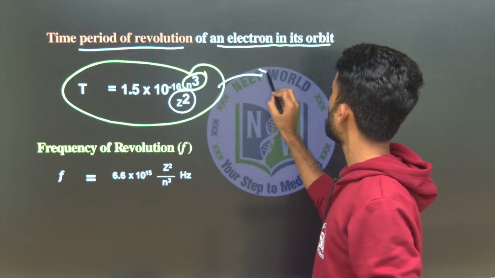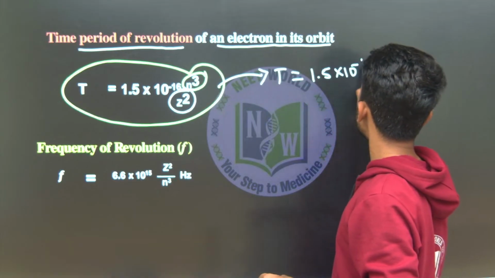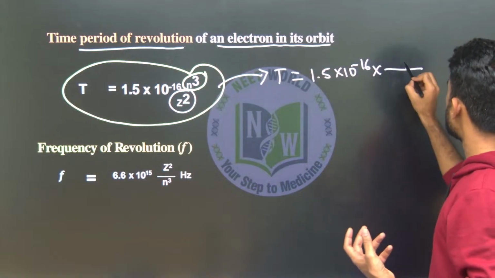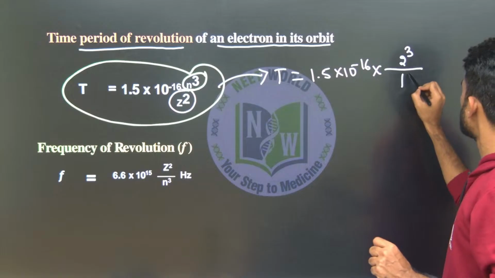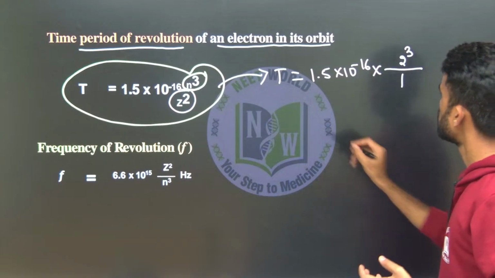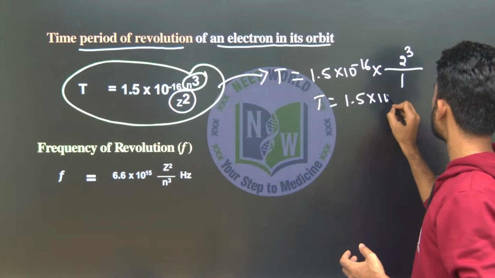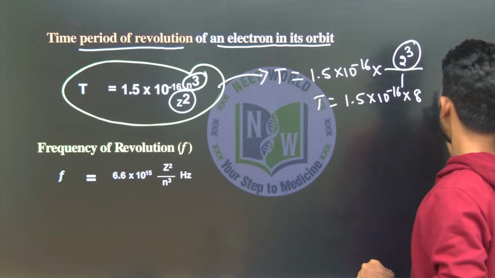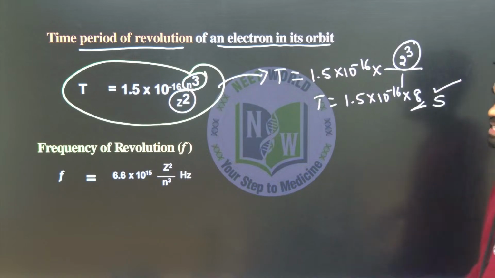For example, for the hydrogen atom, T is 1.5 into 10 power minus 16 times n cube over Z square. If it is present in the second orbit, 2 cube, and the atomic number is 1, that square is the same only. So T becomes 1.5 into 10 power minus 16 into 8. So this will be the time period, and this value is in seconds.